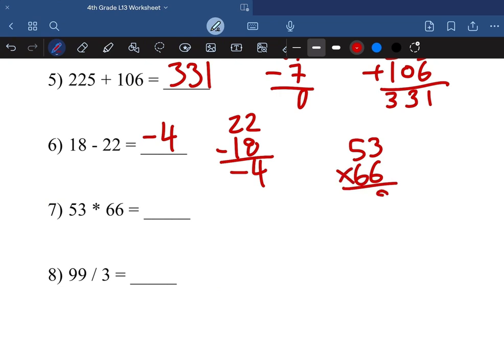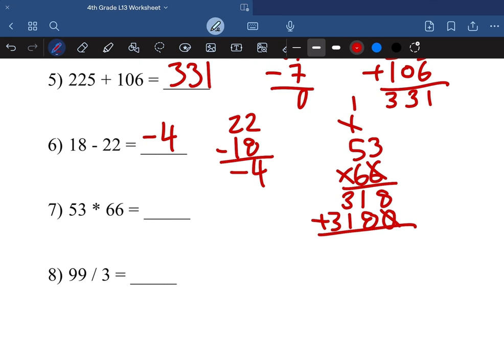6 times 3 is 18. We carry the 1. 5 times 6 is 30, plus 1 is 31. We add a 0 at the end. 6 times 3 is 18. 5 times 6 is 30, plus 1 is 31. We add the two numbers.